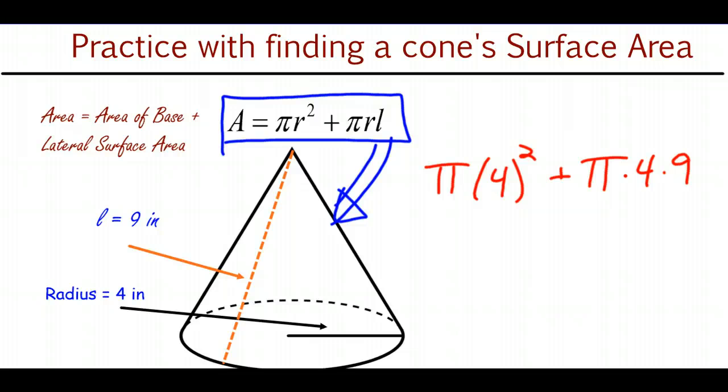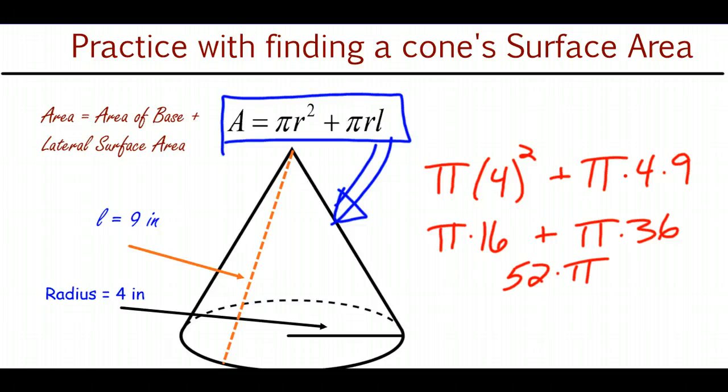So this is our originally substituted formula there. If we're going through and finding the exact area, we have pi times 16 plus pi times 36. All of that together ends up with 52 times pi. So if we wanted to stop there and just give the exact area, it's 52 pi inches squared. But 52 times pi is not an easy thing to immediately understand exactly how big that is.